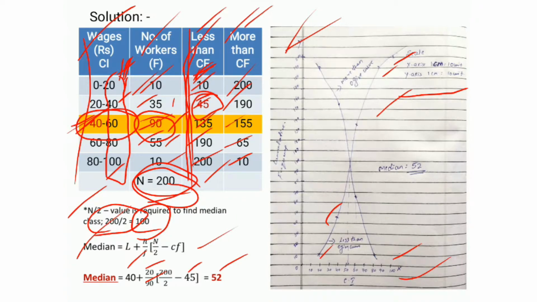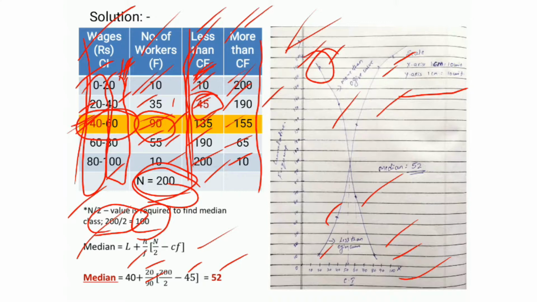Now, for the more than cumulative frequency, values should be taken from the lower limit of the class interval. So for 0 to 100, the first point is x-axis 0 and y is 200, and then 20 and 190. That is your second point. Similarly, plot the values and join the lines, and you will get the more than ogive curve.